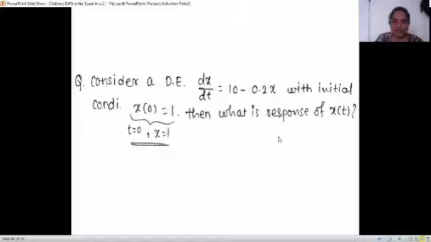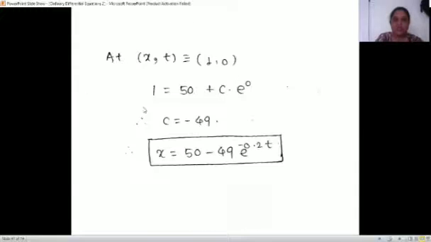So what is asked now: initial condition at t is 0, x is 1. So we substitute here t is 0 and x is 1, we get c is minus 49, and that's what your answer will be finally: 50 minus 49 e raised to minus 0.2 t will be the final answer.